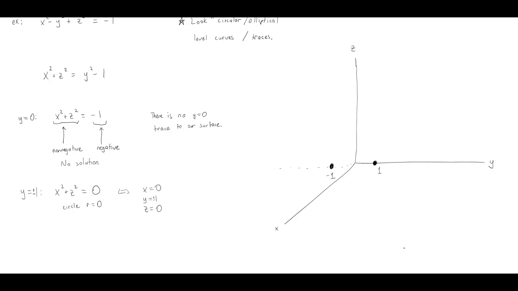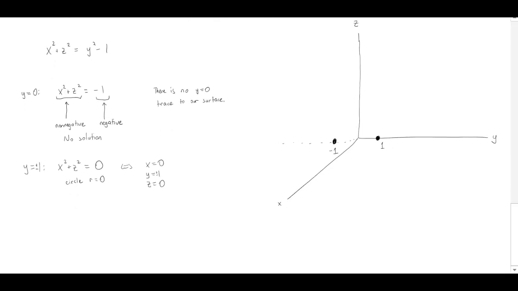Now let's see what happens if we choose more y values. Let's go up to y equals 2, whether it's plus or minus 2. Our equation, if we plug in plus or minus 2 for y, gives x squared plus z squared is 4, 2 squared is 4, minus 1 is 3. So that gives us the equation of a circle. The radius would be square root of 3 this time.